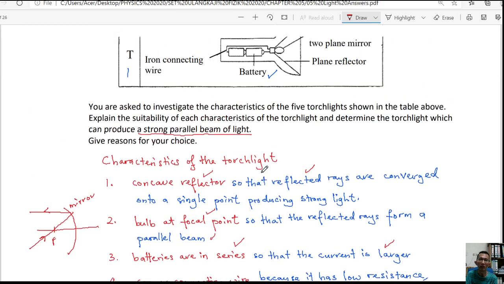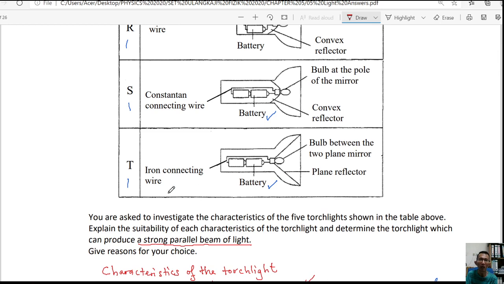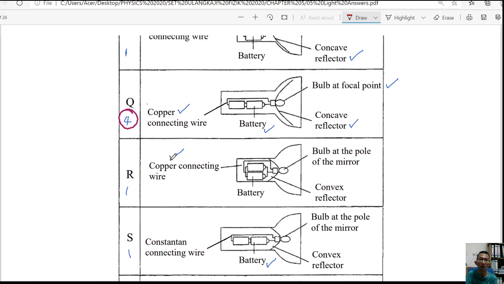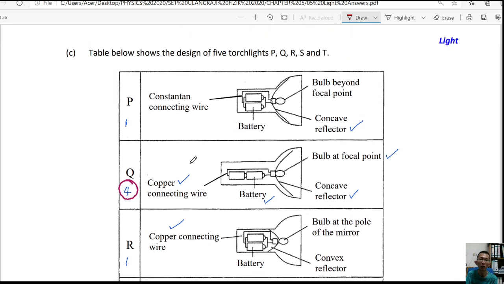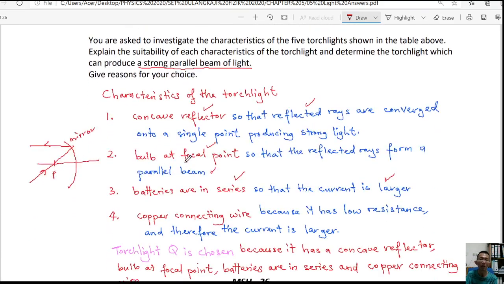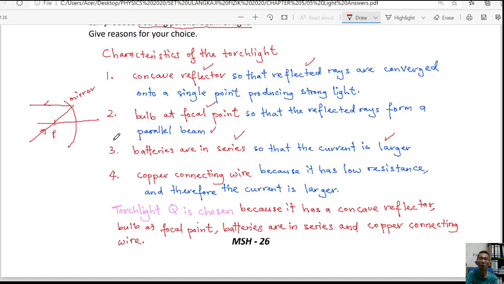And then the fourth difference that I can see in the picture is the connecting wire. In the picture, the connecting wire that we have iron, we have constantan, we have copper here. So we have three choices. So which one are you going to choose? If I were you, I would choose copper. Wire normally is copper, right? So why I choose copper? It has low resistance. So if I have low resistance, the current must be larger.